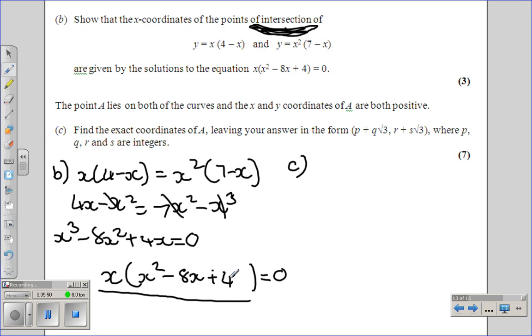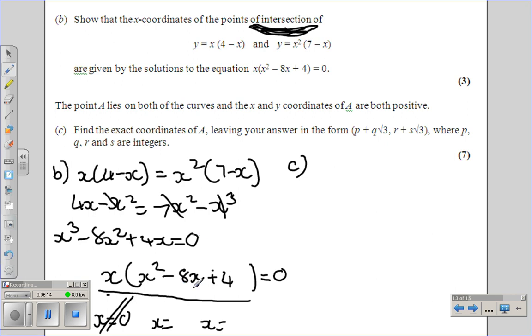There are three x solutions to this one here. When x is 0, and there's another 2 solutions, which are the solutions of this, which we're going to solve in a minute. It can't be this one because it says the x coordinates are positive. So we need to look here and see if there's one positive and one negative or whatever. So we need to solve this bit here.